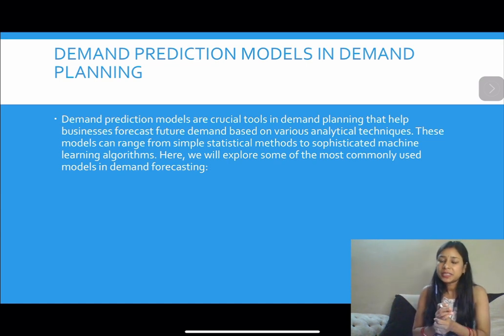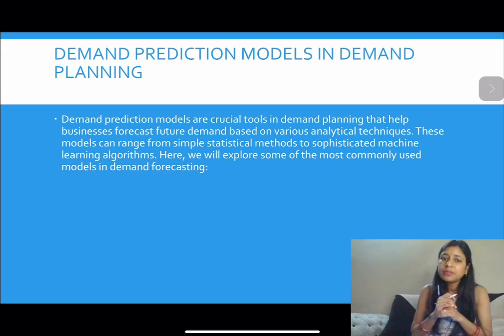Demand prediction models are very crucial for demand planning, as we have discussed that proper, accurate demand forecasting is the core of supply chain management, as all the elements of the supply chain can work efficiently only when the demand forecasting is proper.